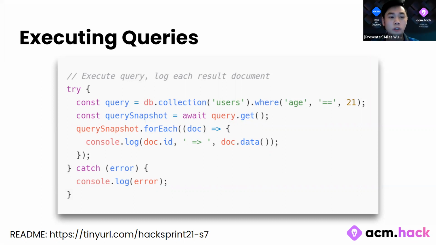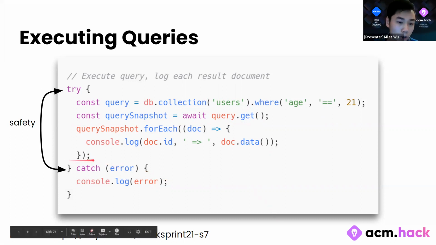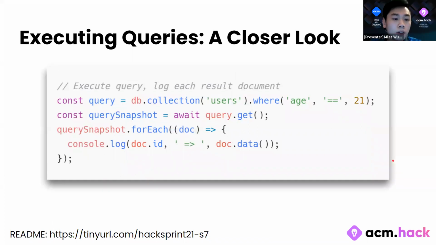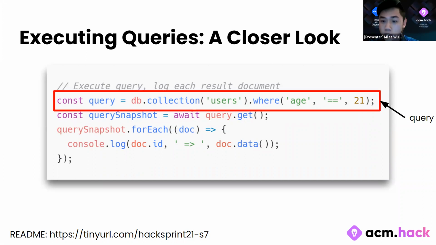All right, so first, let's just notice that this is in a try-catch block, and that's just for safety. We'll notice there's an asynchronous call here by the await. So we always use try-catch in case something goes wrong during that asynchronous call. But the real meat of this code is happening in the try block specifically. So let's take a closer look at that. Okay, so here we have the first line is just a query.